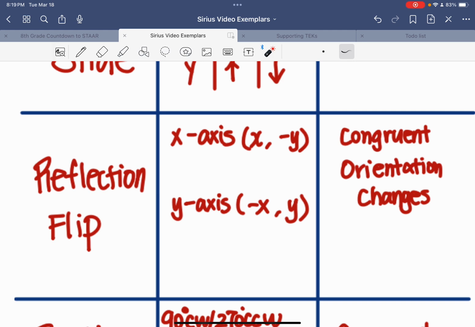So the same thing for y-axis. If your line for reflection is y-axis, that means your y stays the same and your x will change to the opposite. Again, like what we said, reflection is a flip. That means pre-image and image will be congruent. But the orientation has changed because you flip the figure either over the x-axis or y-axis. The pre-image and image will face the opposite way. Like you looking at yourself in the mirror, you and your mirrored image are facing the opposite way, right?